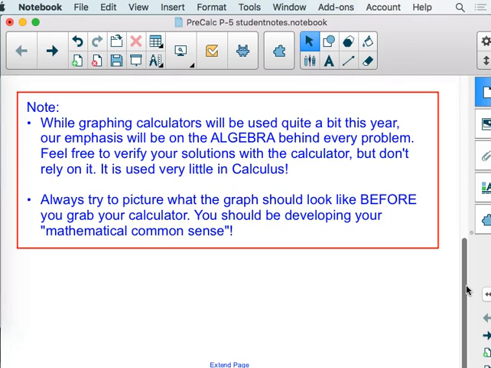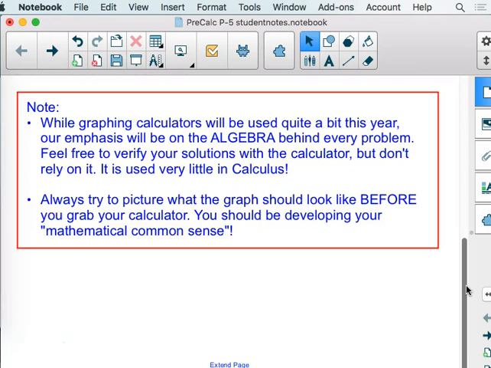While graphing calculators will be used quite a bit this year, what we're using those for is to double check that we're doing things right and to get a visual of what we're doing. So our emphasis is on the algebra behind every problem. Feel free to verify your solutions with the calculator, but don't rely on it. In fact, there are 3 or 4 tests where we actually take your calculators from you, and we have to do a non-calculator portion of the test first, and then we give them back to you for a second portion of the test. Like it says, use very little in calculus. It's all about, can you show the work, can you show the algebra behind it.